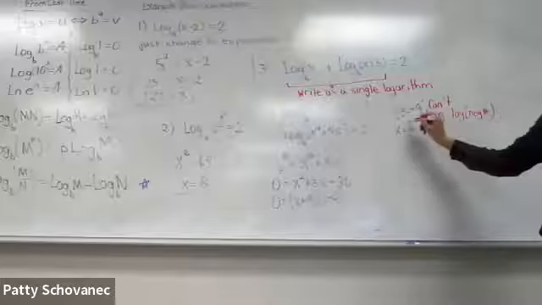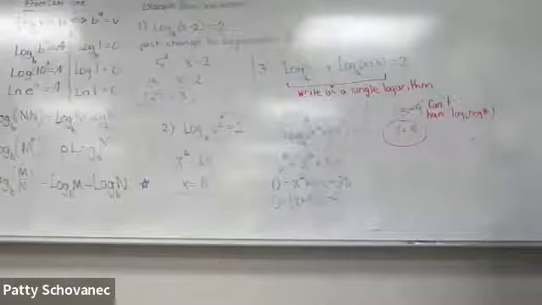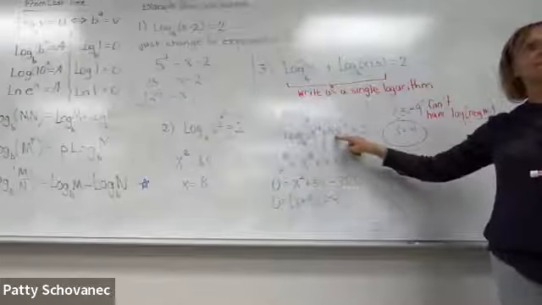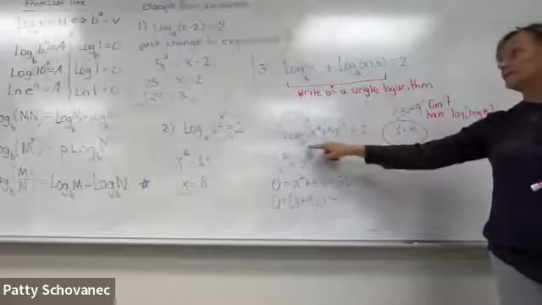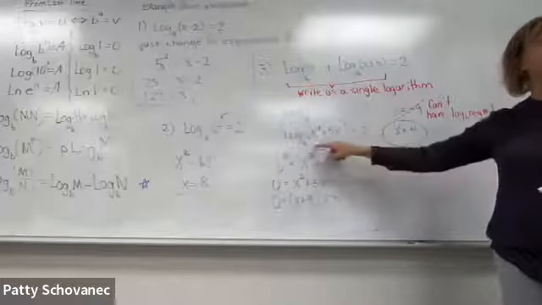So 4 is our keeper. Make a quick check. 4 squared is 16. 16 plus 20 is 36. Log base 6 of 36 is the power of 2 on 6.